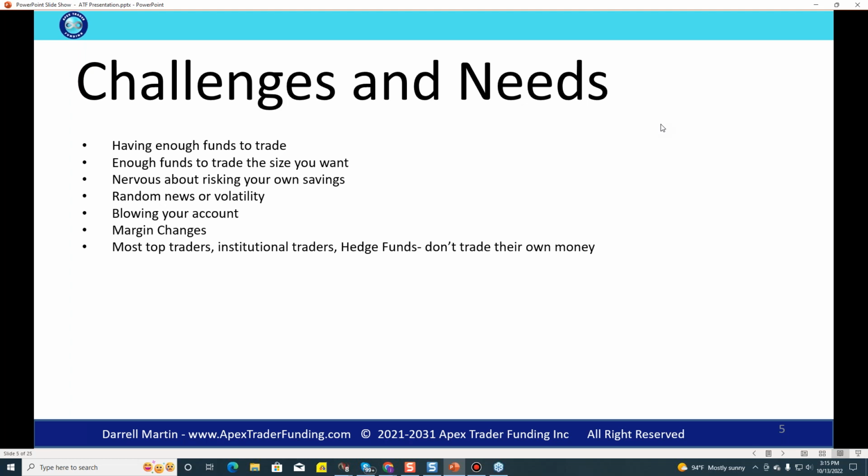You also have to consider some of these top traders, right? At these banks, institutional traders, hedge funds, are they trading their own money? Are they dealing with some of those mental and psychological barriers and fear and scariness that we have to deal with when we're trading our own money, right?